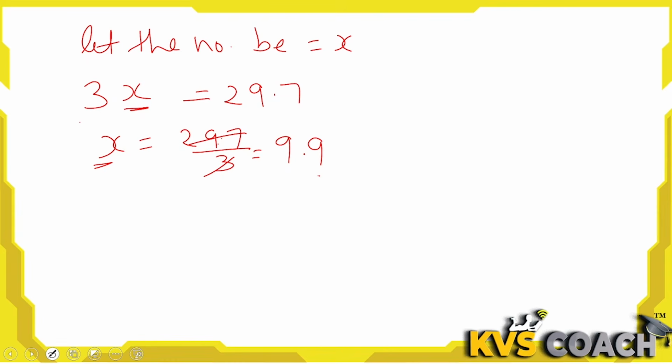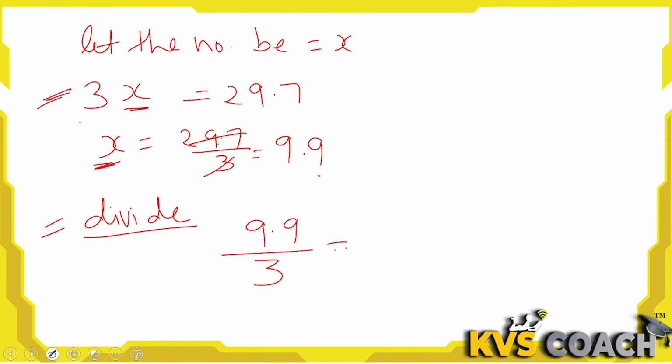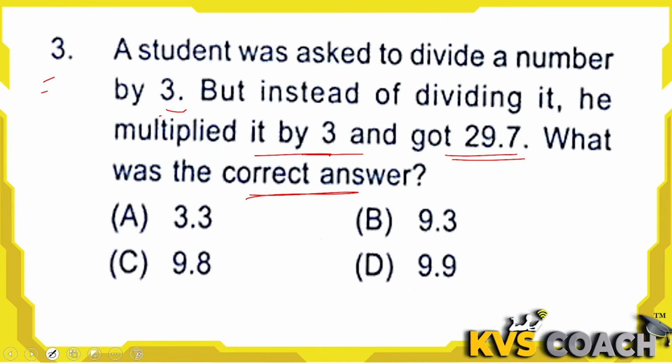But what do we have to do? What did the student have to do? He had to divide the number, not multiply. Now we have found x. Now what should we do? We should divide the number by 3. Not multiply. The student has multiplied, but we have to divide for the correct answer. So 9.9 divided by what? Divided by 3. Okay, so 3 3s are 9, 3 3s are 9, and 1 dot here, 1 dot here. So the correct answer will be 3.3. Option A is the right answer here.